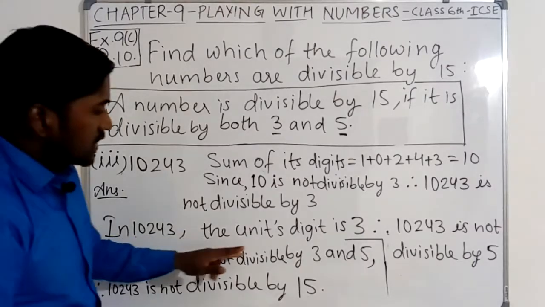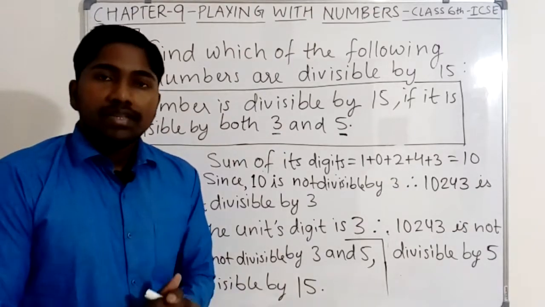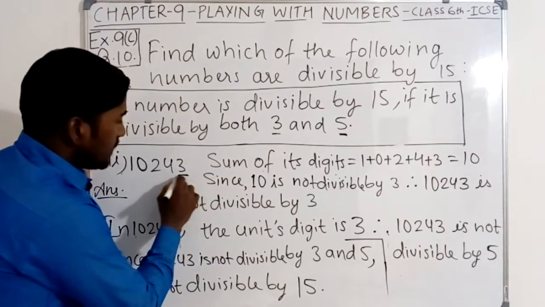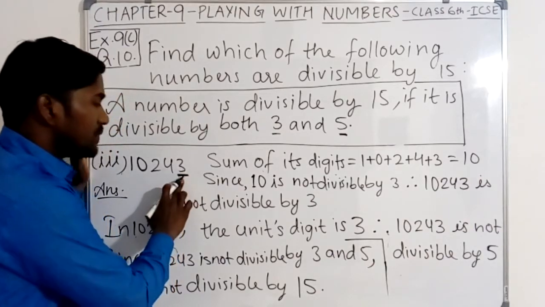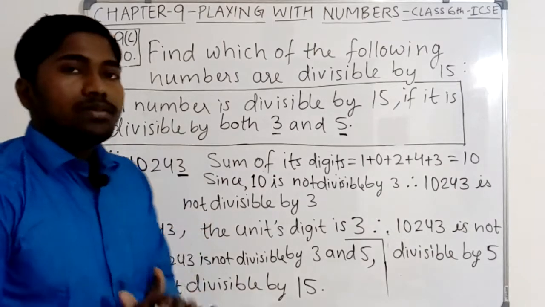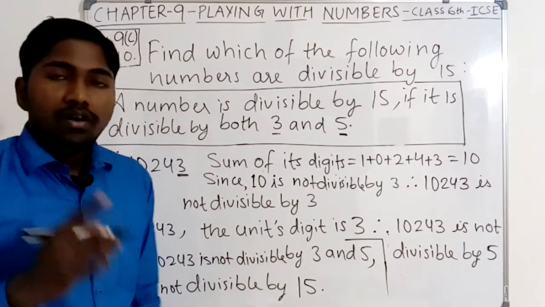In 10,243, the units digit is 3. See here, if we have to check whether the number is divisible by 5 or not, we have to check the unit place. See here, at the unit place which number is given? 3 is given. Here it is given 10,243. For a number to be divisible by 5, the unit place digit should be 0 or 5.